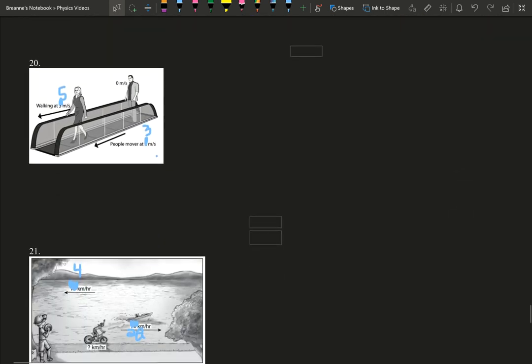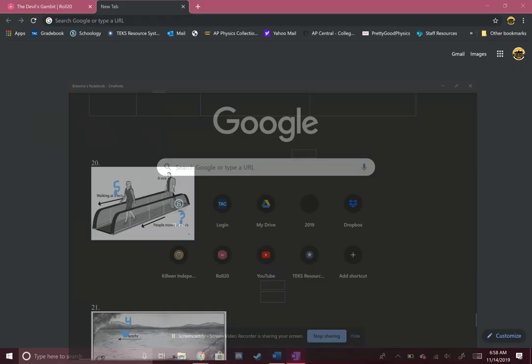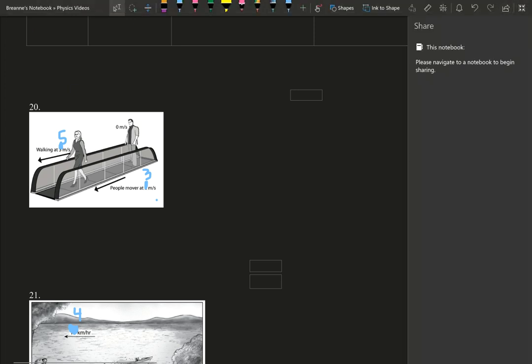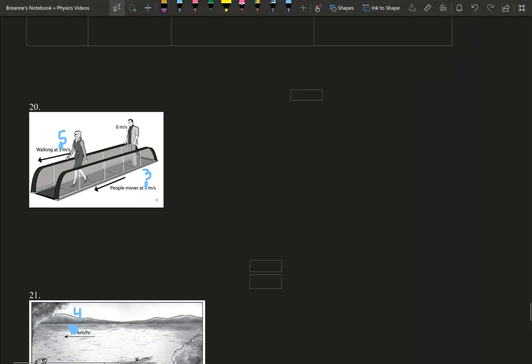So let's look at these. We have a person who's walking on a moving sidewalk. You see these in airports. The person's walking at 5 meters per second, and the moving sidewalk is moving at 3 meters per second.